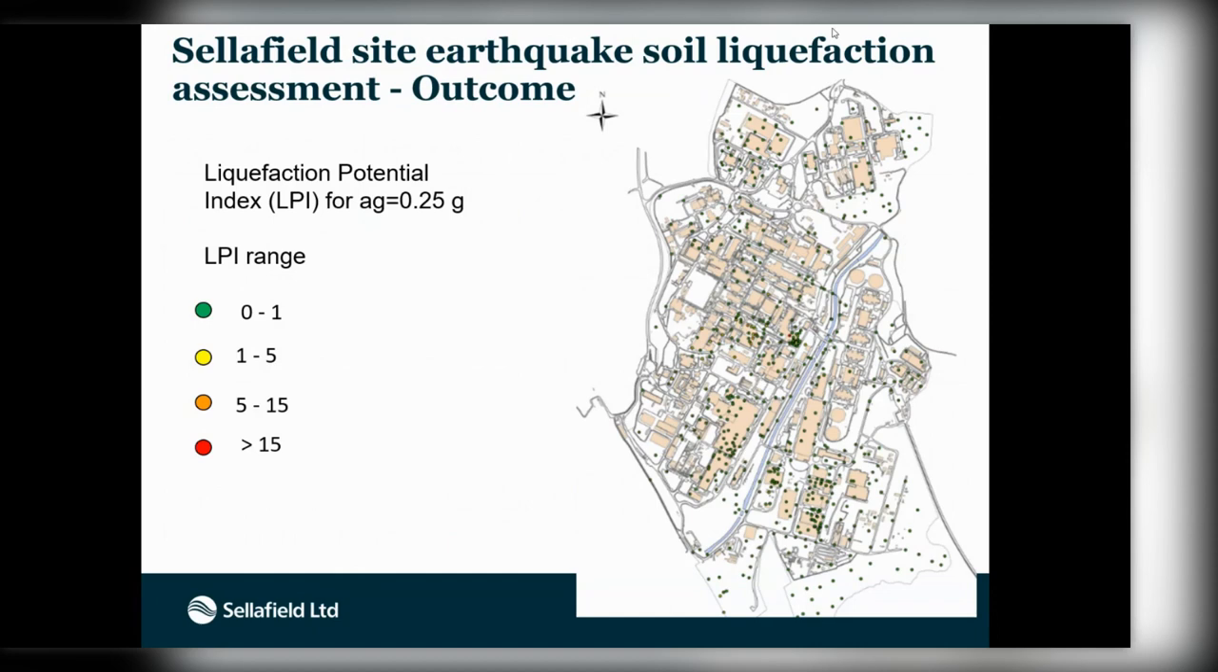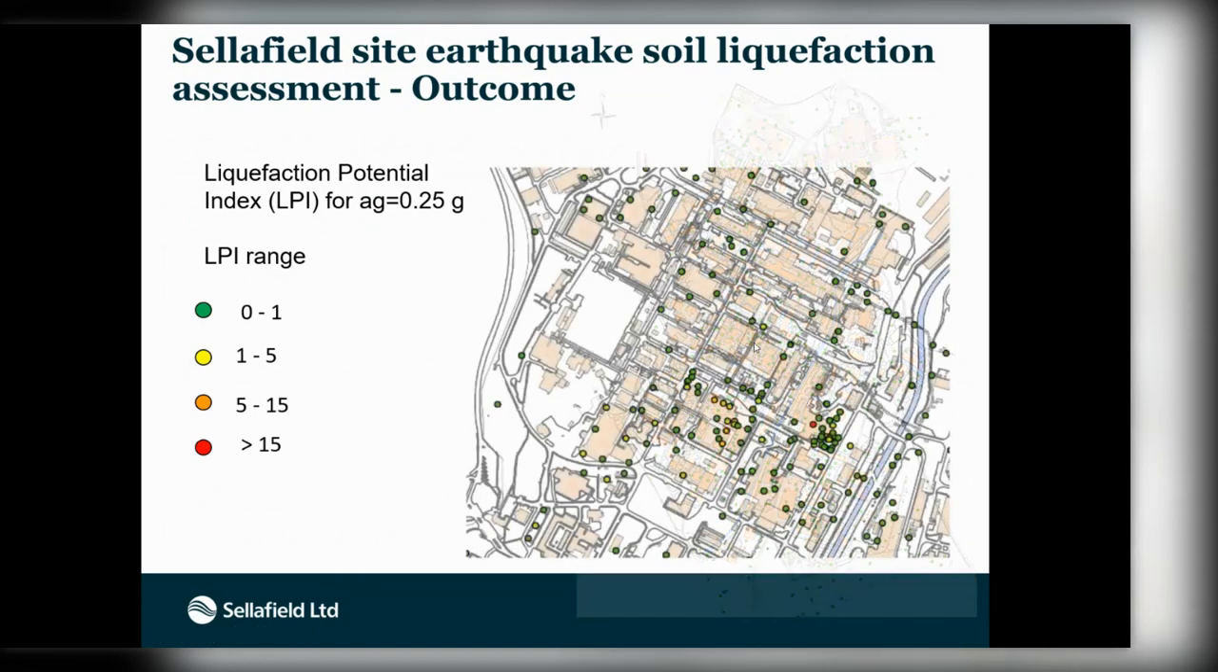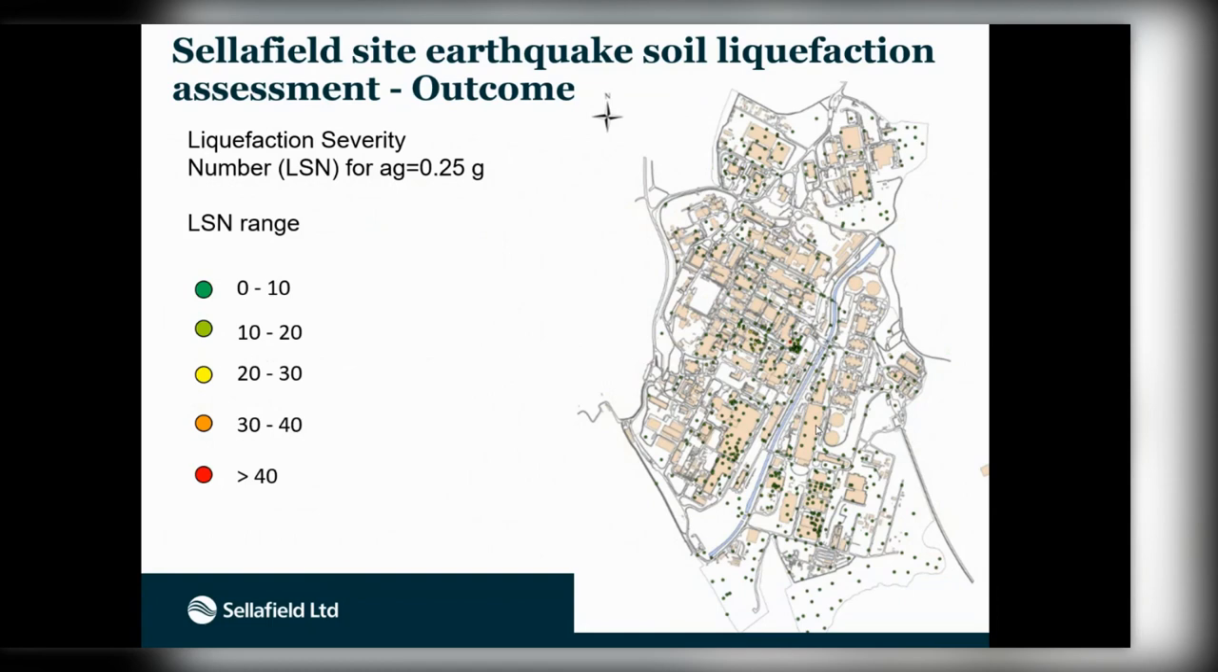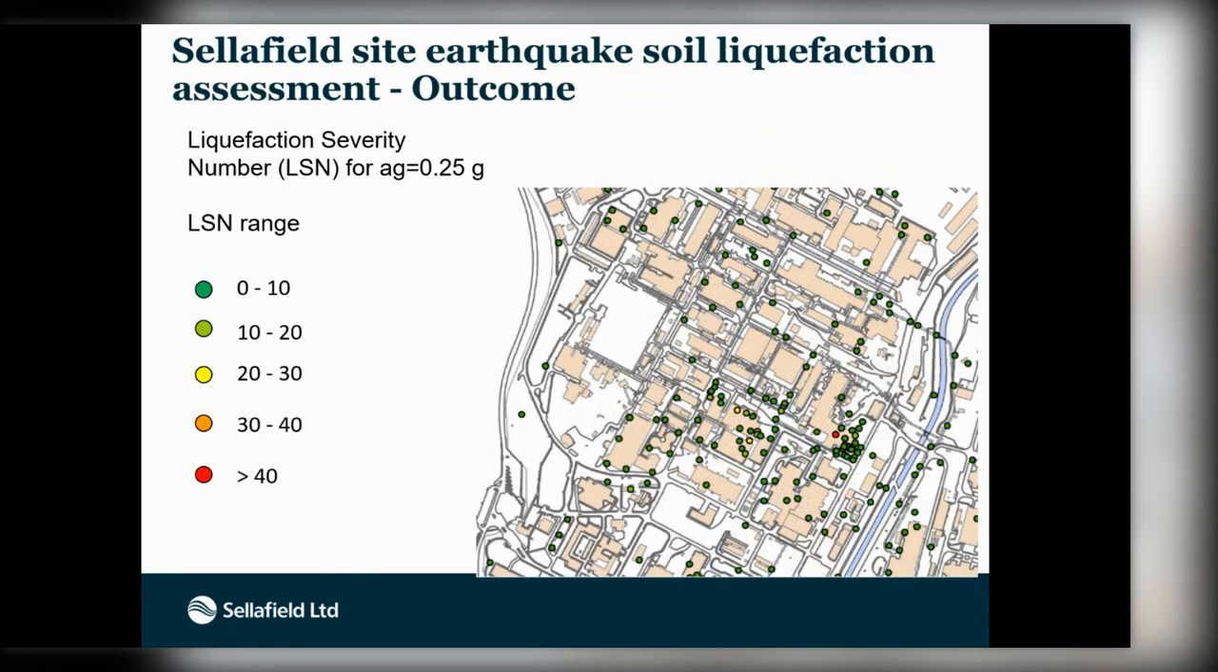So these are the maps of the site. As you can see, this is the area where we have found the highest values. This is the liquefaction potential index. This is a zoom of that central area. And as you can see, there are 1, 2, 3, 4 in this area with high probability of liquefaction, and one here with very high probability of liquefaction. Something similar we found for the liquefaction severity number. Again, this was the area where the highest values were obtained. This is a zoom of that area. As you can see, there are two boreholes with a moderate expression of liquefaction, and here one with severe damage.